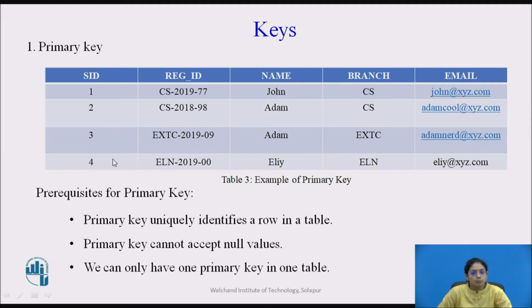There are a few prerequisites for the primary key. The primary key should be unique, identifying the information in the table. It should be a unique value. Next, the primary key cannot be null. And the third says every table should have only one primary key.